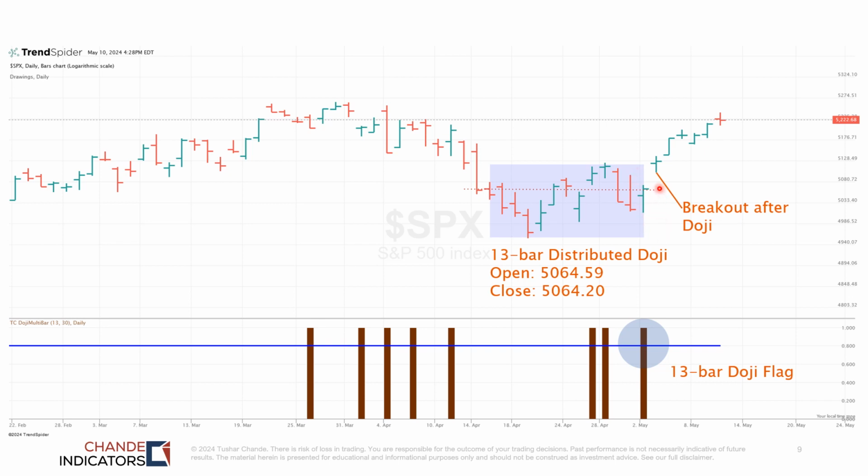So we're looking for a breakout outside the doji, and sure enough, we have a successful breakout. So another example of using a distributed doji to identify breakouts.